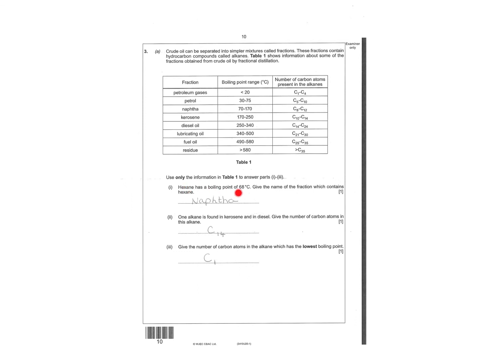Hexane has a boiling point of 68. Give the name of the fraction it belongs to, so it's going to be petrol. Okay, because the boiling point there would fit into that one. One alcohol is found in kerosene and in diesel.